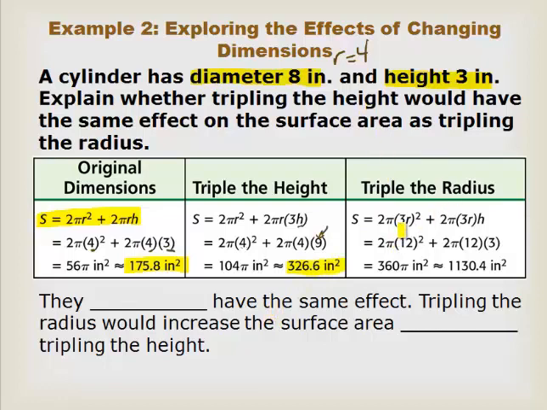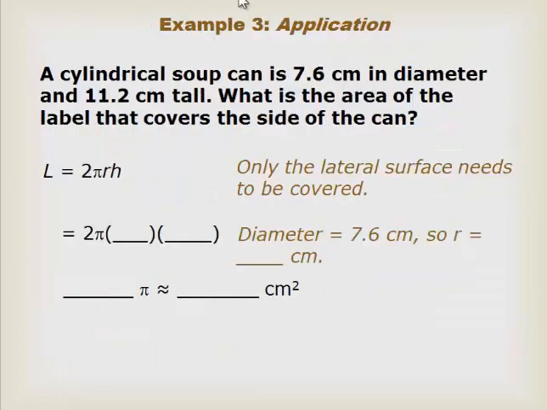Then we're going to triple the radius. We have a 3r here. So 3 times r, radius was 4. That's 3 times 4 is 12. Again, in both places. Multiply it out. 360 pi. 360 times 3.14 is 1,130.4 inches squared. So we now see, looking at this, they would not have the same effect. Tripling the radius would increase the surface area more than tripling the height.